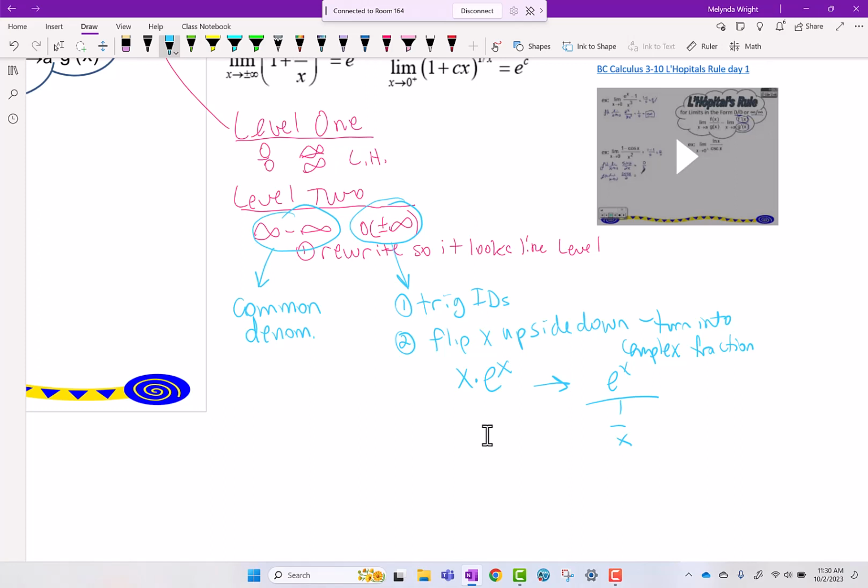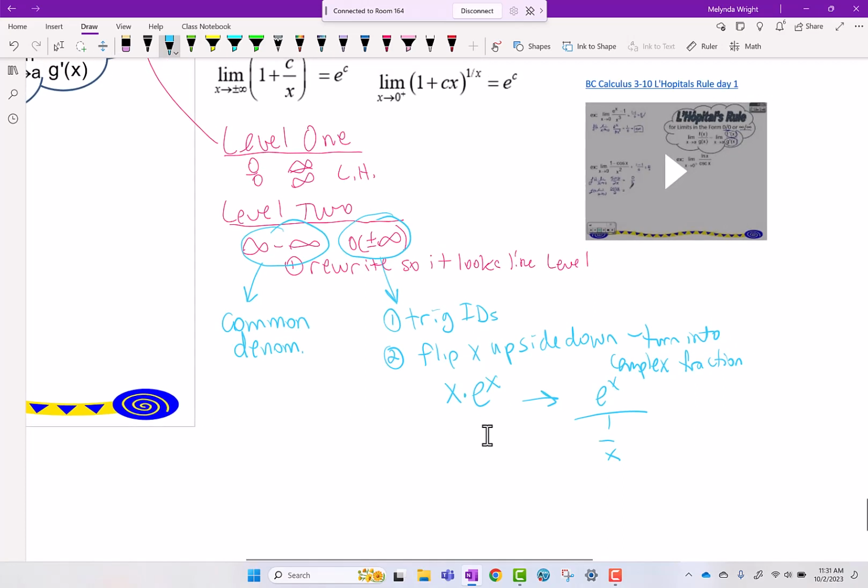Okay, so that is level 1 and level 2, and I know you're probably anticipating, is there a level 3? Yes, there is. There is a level 3, which are the most fun, and I hate to tell you, but we don't have time to do level 3s. I know, it's such a bummer, right?